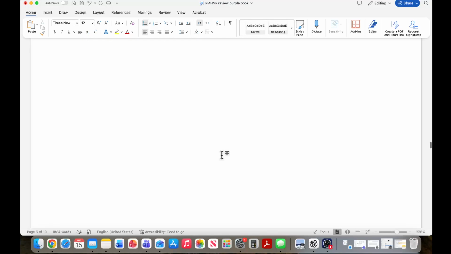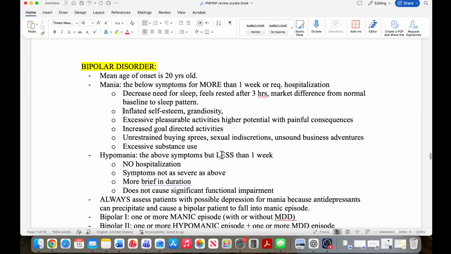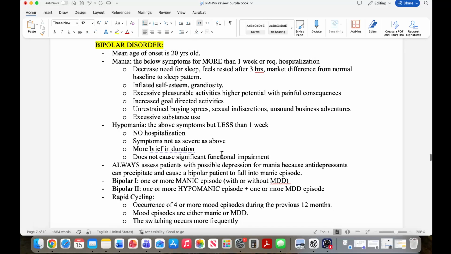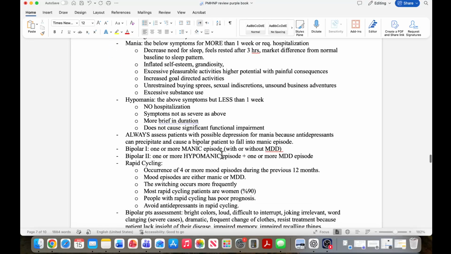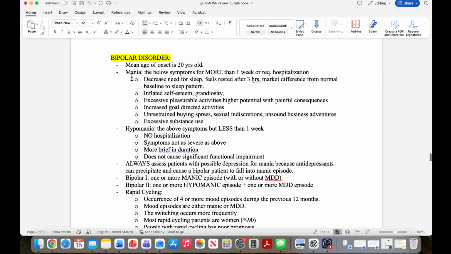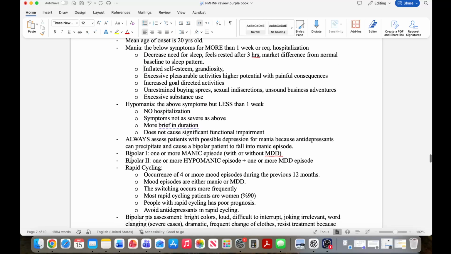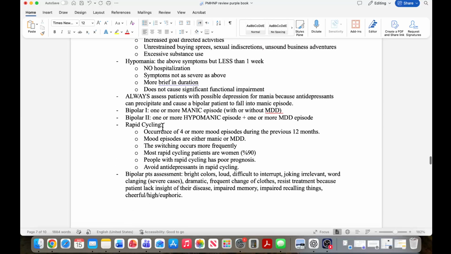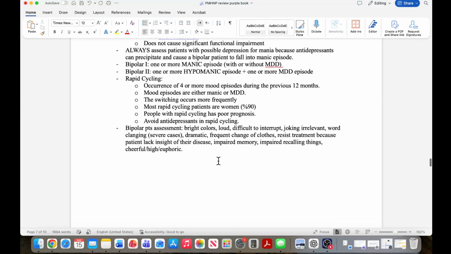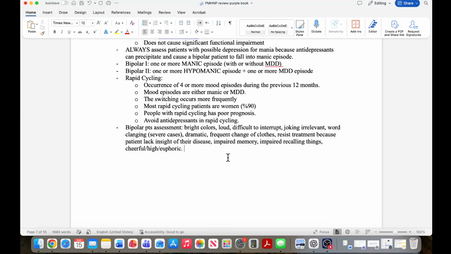That's it for depression. And then bipolar now, this is what I'm working on at the moment. In order to understand bipolar, you need to understand mania and hypomania. That way you can know if the patient is bipolar 1 or bipolar 2, and also whether they're rapid cycling or not. So this is where I stopped so far. All right, so patient assessment.